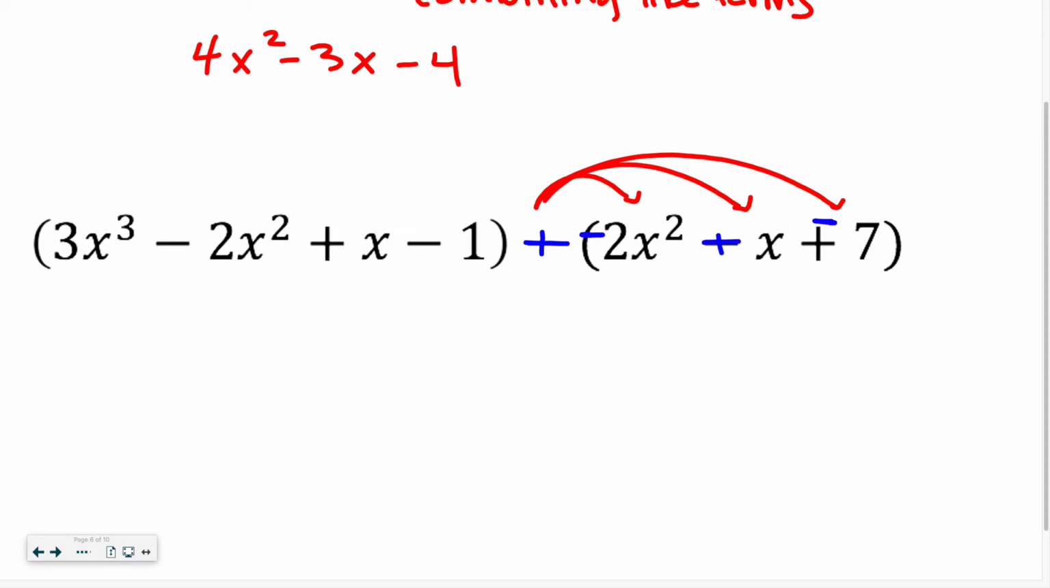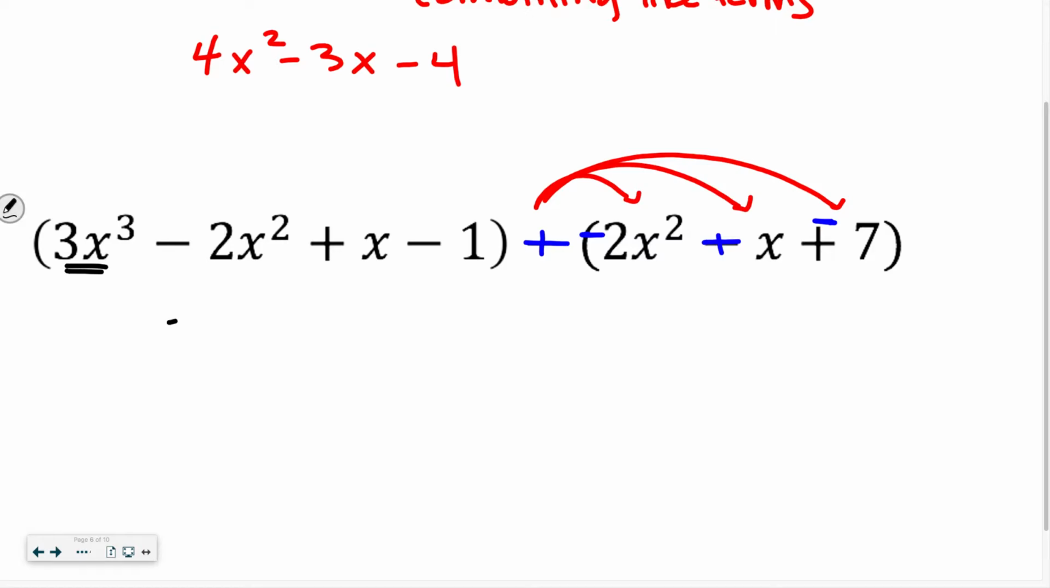The people who don't do that often do the wrong signs for x and 7. And that just gets really frustrating because you're never getting the right answer. So you can change it into an addition problem. That just means everything behind the subtraction changes its sign. Okay. So then I would go through and combine like terms.